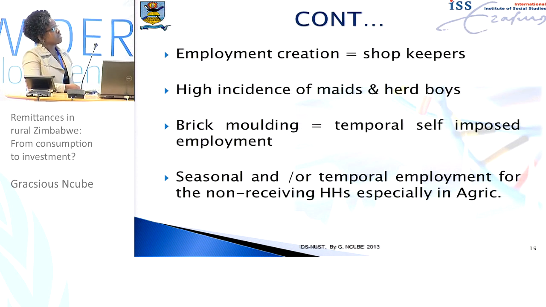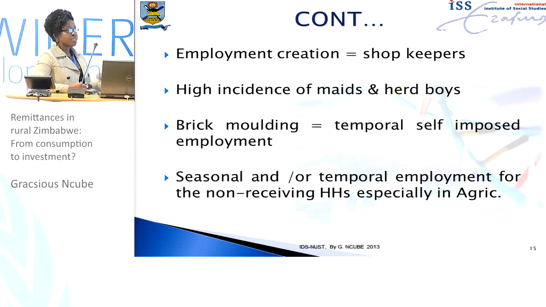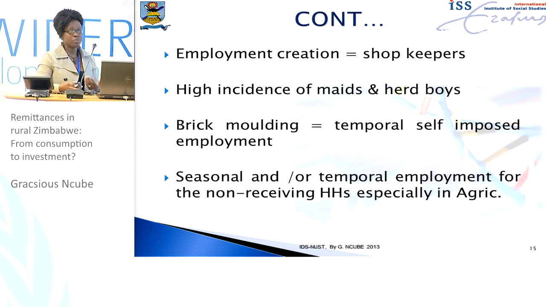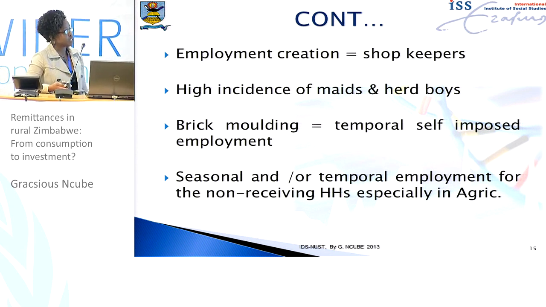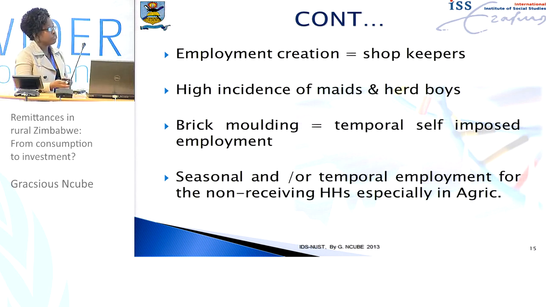And there is a grinding mill as well that was constructed there to service the local community as a result of remittances. There is also employment creation in terms of shopkeepers who are working in these general dealerships and butcheries. And there is a high incidence as well of maids and headboys, those who assist in households and who look after the people's livestock in the particular village, which is basically a form of employment.